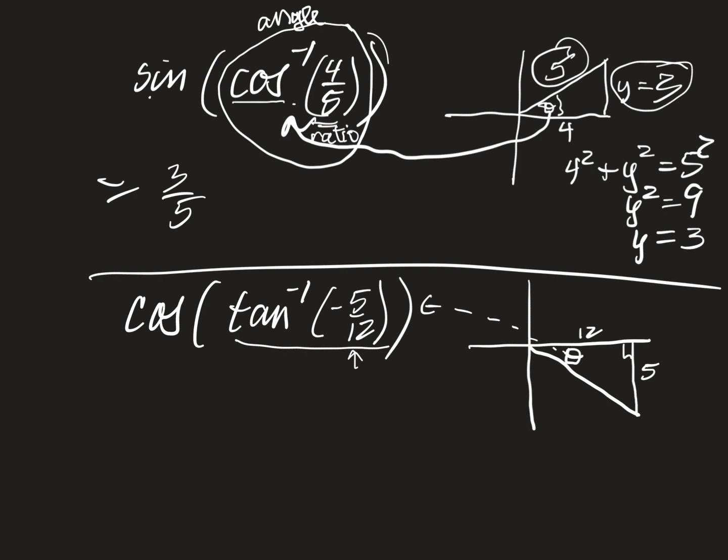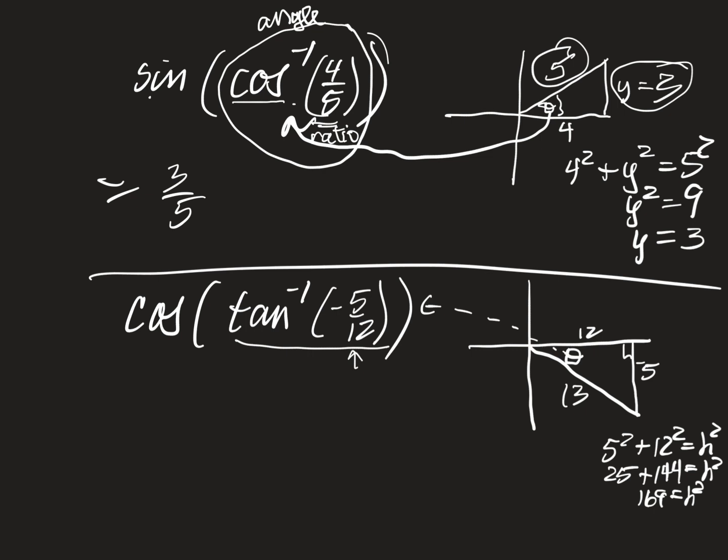All right? Now notice, this is a negative 5 on the y. So we do our Pythagorean theorem. So we get to find the hypotenuse. 5 squared plus 12 squared equals hypotenuse squared. So 25 plus 144 equals h squared. So 169 equals h squared. So we get 13 is the hypotenuse.